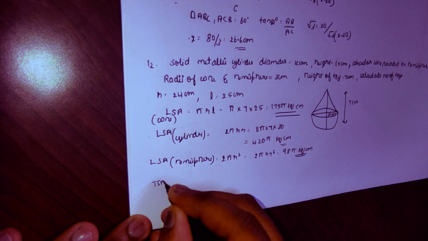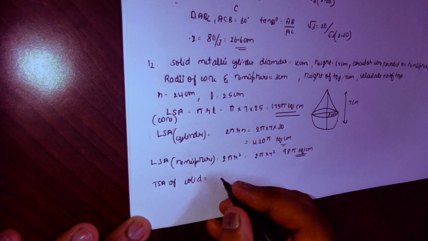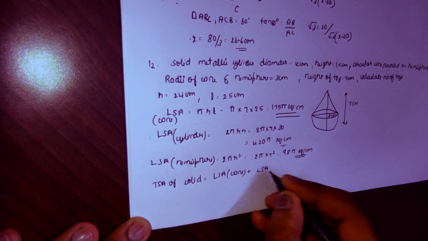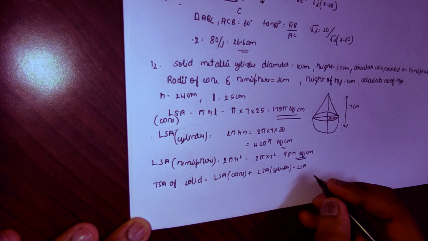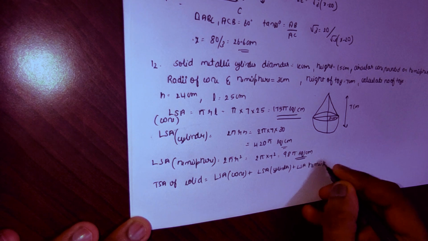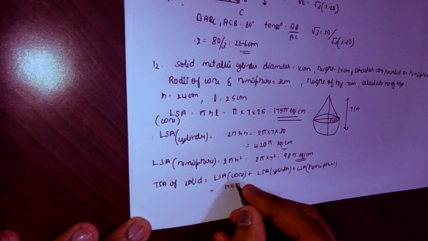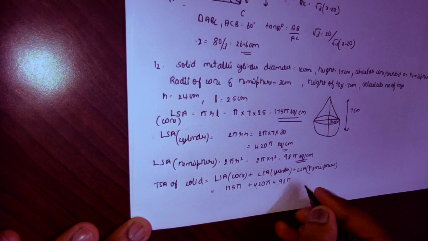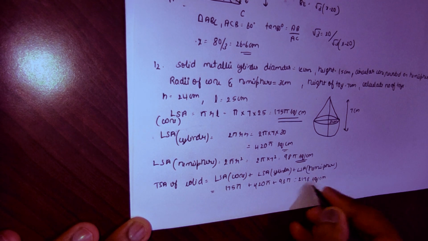Now total surface area of the solid is equal to LSA of the cone plus LSA of the cylinder plus LSA of the hemisphere. It becomes 175 pi plus 420 pi plus 98 pi. This is 2178 square centimeter.